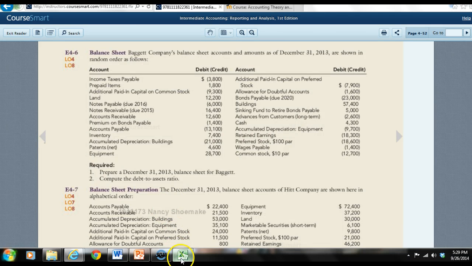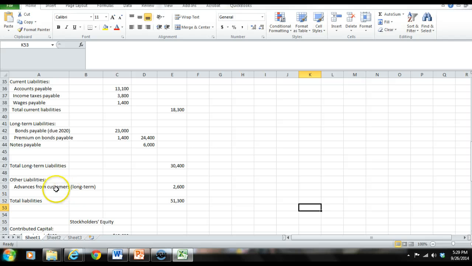So we will want to add another section to the liability section called Other Liabilities, where we bring in the long-term section of $2,600. After that, we'll total our current, our long-term liabilities, and then our other liabilities for a total liabilities here of $51,300.